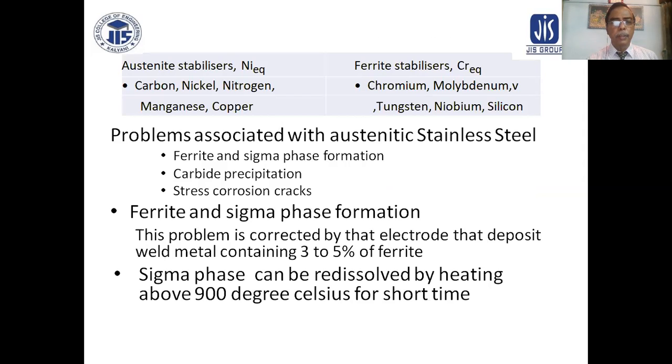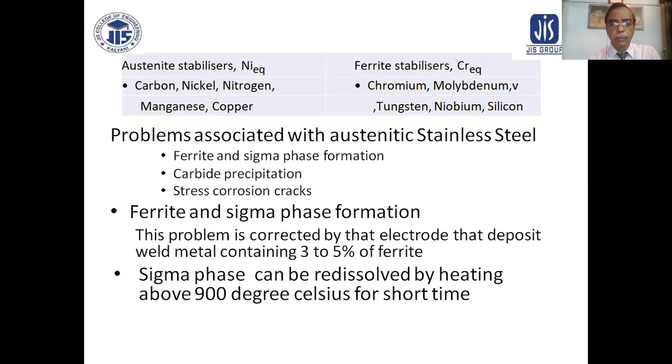So austenitic stabilizers are the nickel equivalent: carbon, nickel, nitrogen, manganese, copper. And ferrite stabilizers, that is the chromium equivalent: chromium, molybdenum, vanadium, tungsten, niobium, silicon. Problems associated with austenitic stainless steel: ferrite and sigma phase formation, carbide precipitation, stress corrosion cracking.